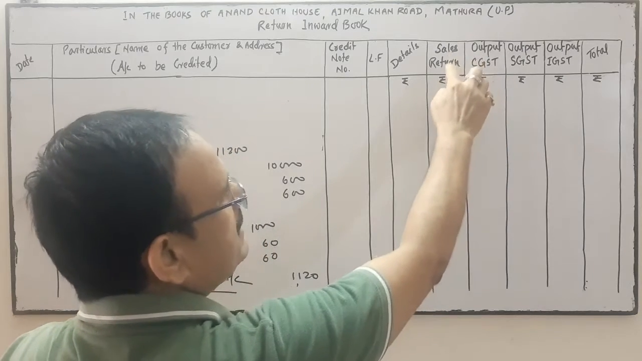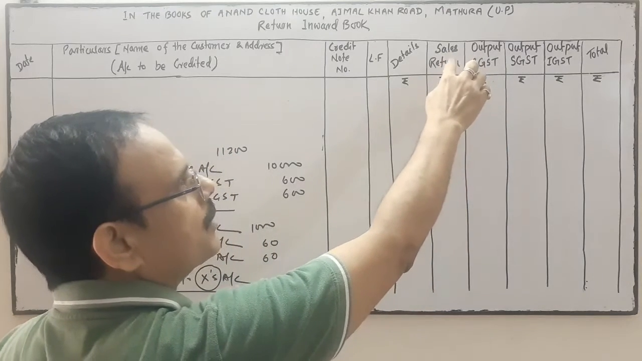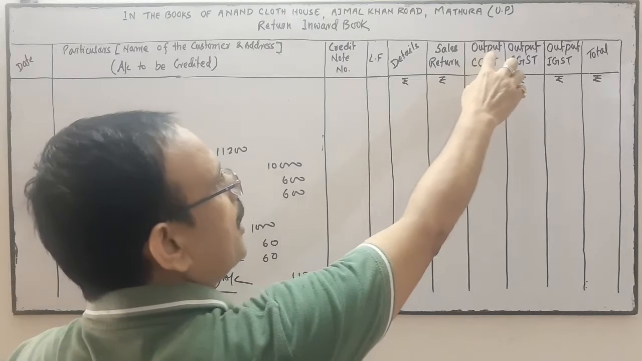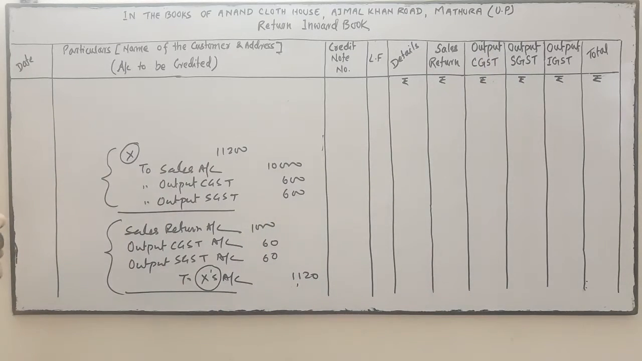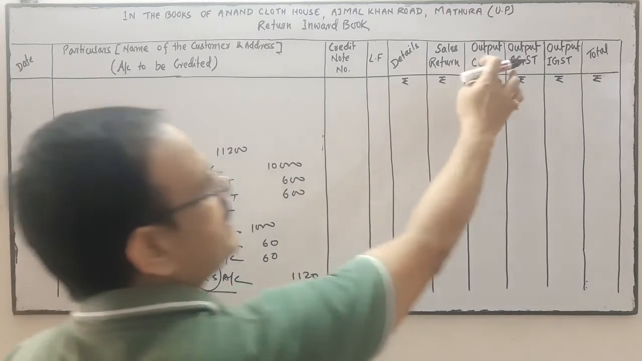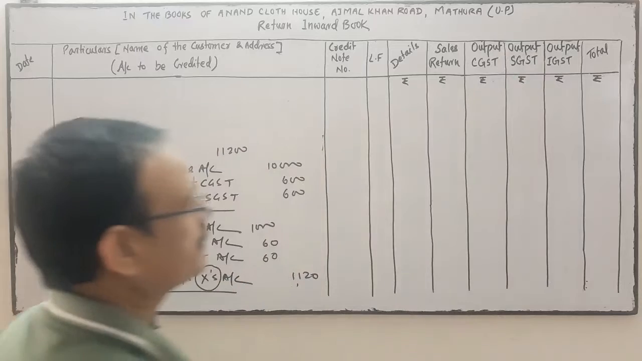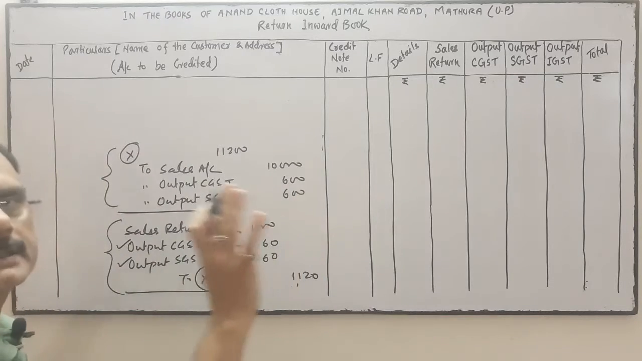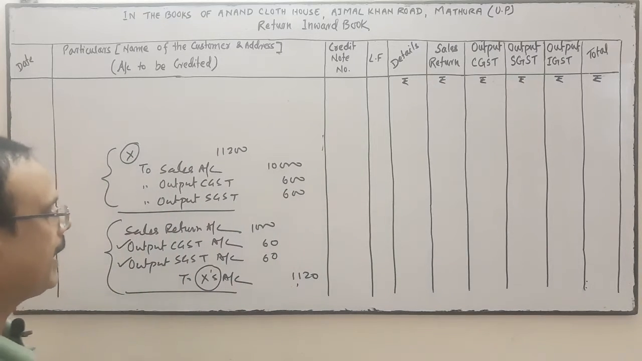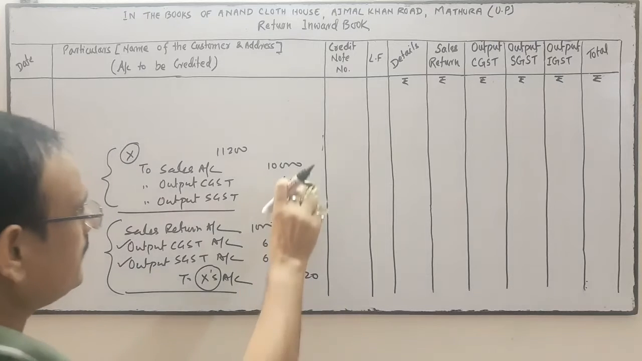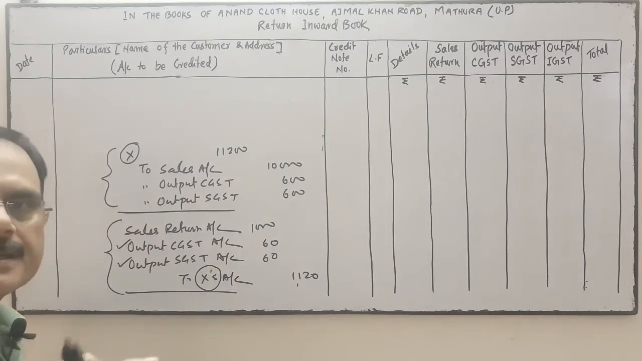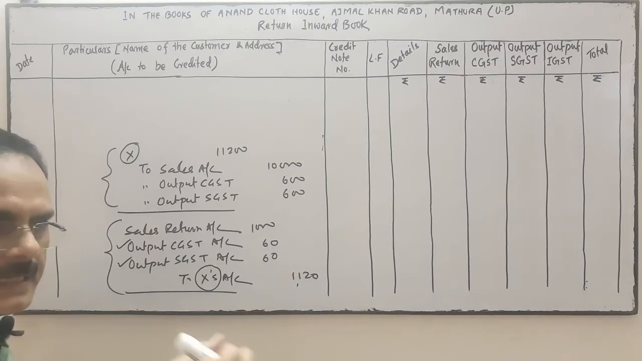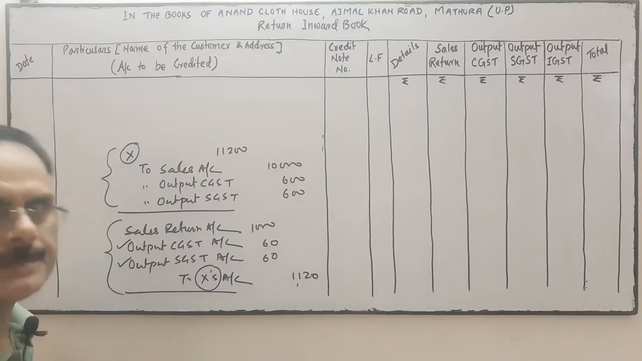This column is for sales return, means return inward column. This is for output CGST. You know, at the time of sales return, output CGST account is debited. So output CGST, output SGST, this will be debited at the time of sales return. And this is for output CGST and output SGST when it is an intra-state transaction, within the same state.